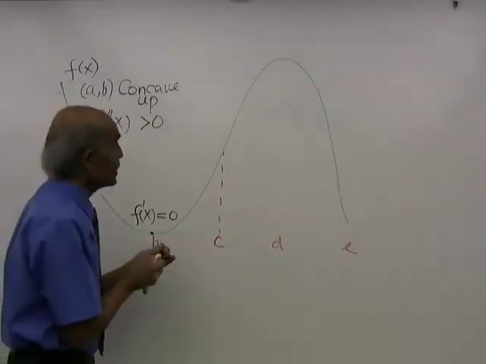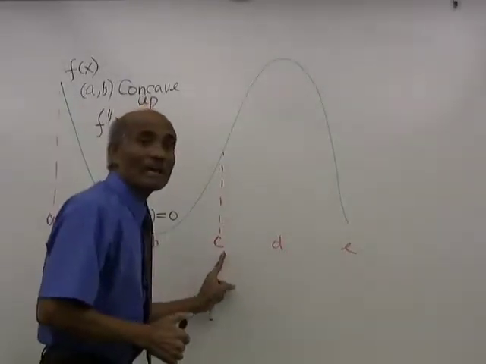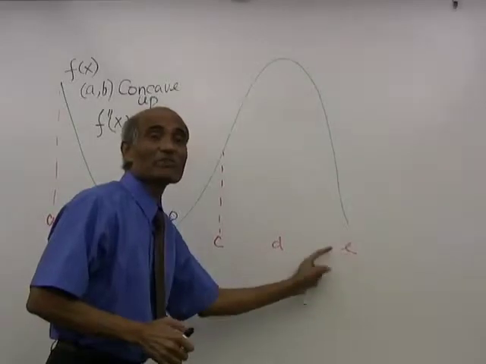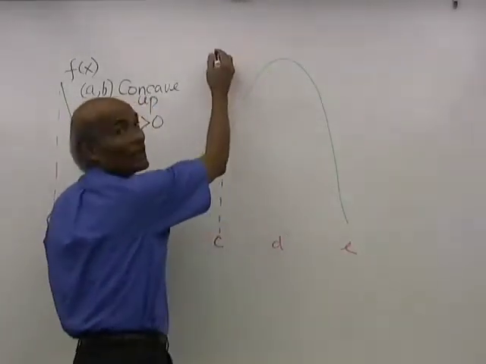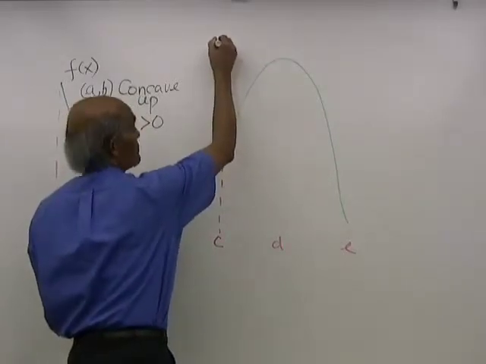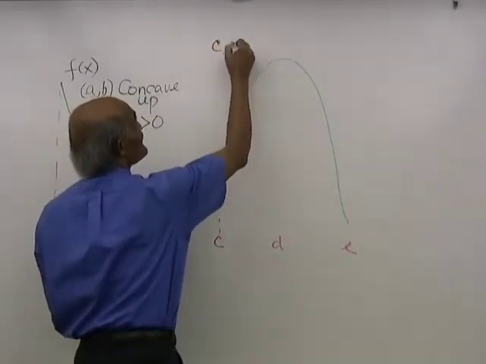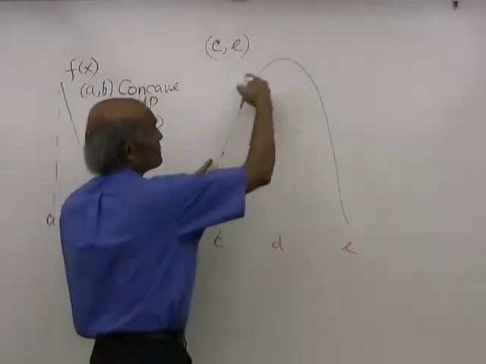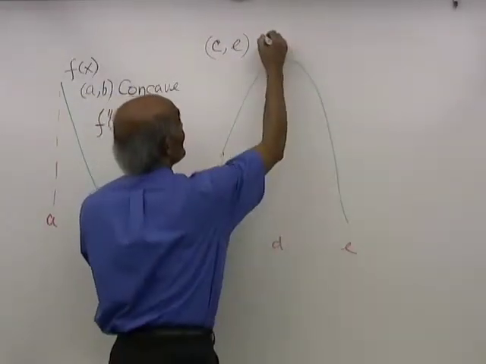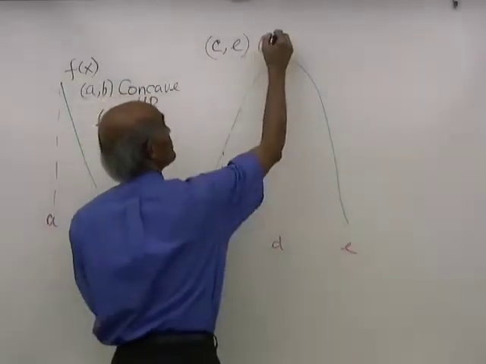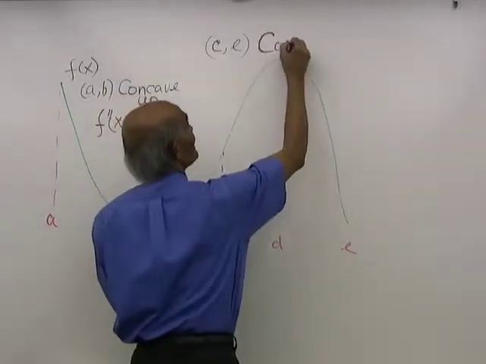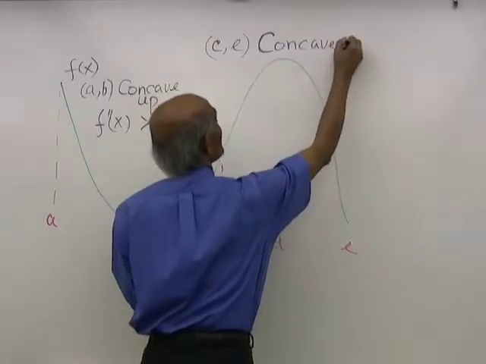Alright, let's look at the behavior from x equal to c to x equal to e. On the open interval, so I'm going to write it over here. On the open interval, say CE, the graph of the function is concave down. Is that right? The graph of the function is concave down.